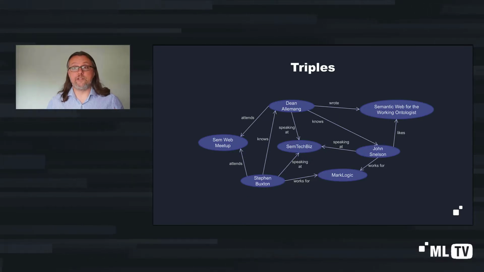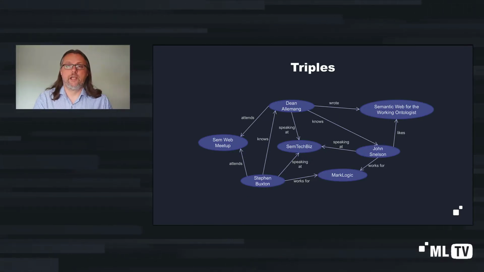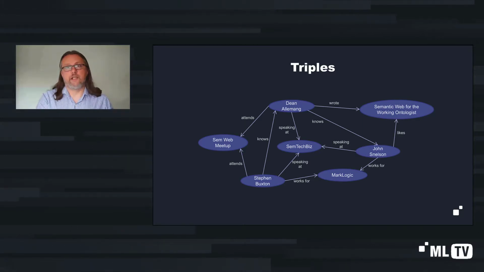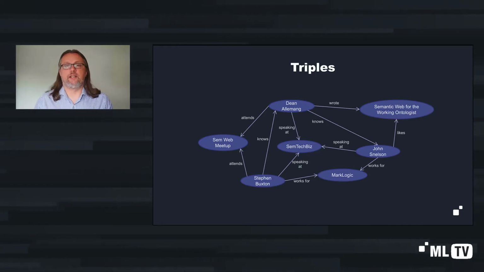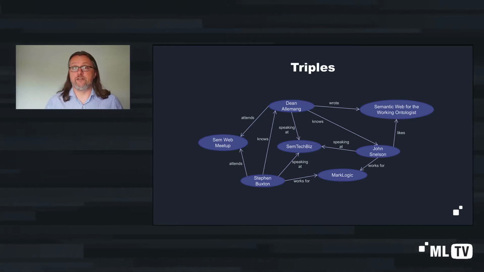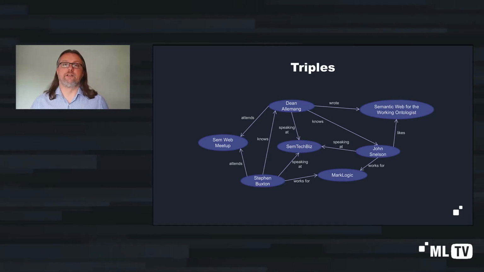So when we store triples in MarkLogic, triples are a subject, a predicate, and an object. And those triples describe the edges of a graph, where the nodes in the graph are the subjects and the objects, and they link together by using the same subject or by using the same object.